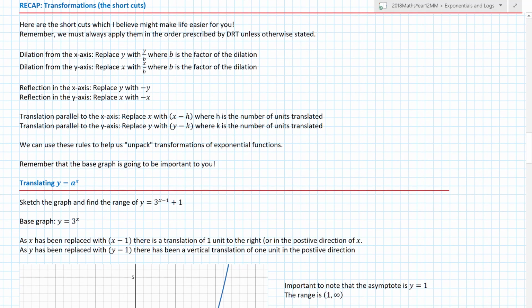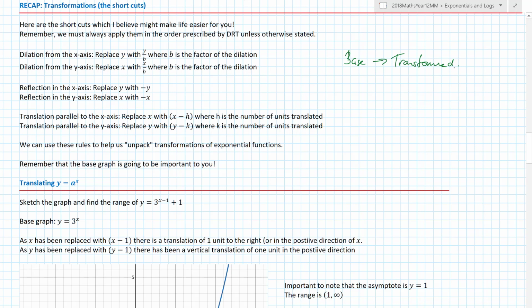Going back to stuff we did way earlier in a previous video that dealt with the basics of transformations, it's always really helpful to learn the shortcuts about how to go from a base function into a transformed function.